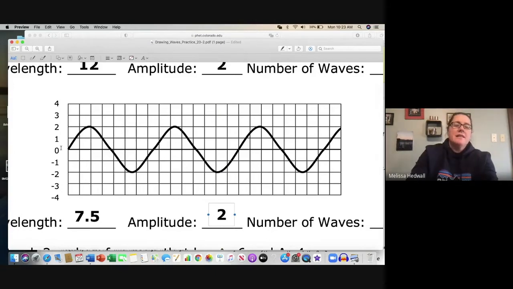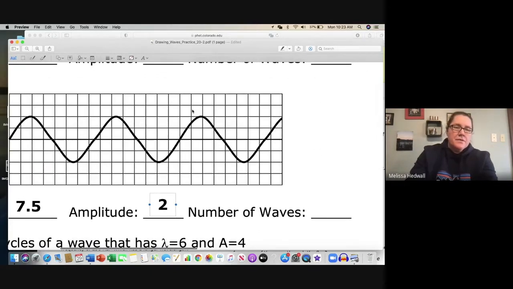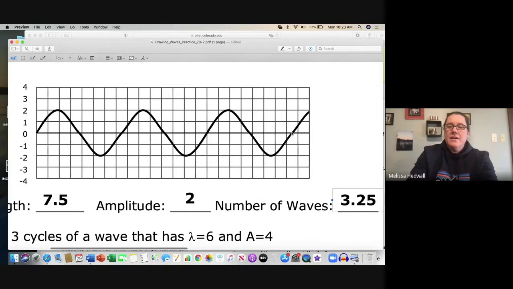Number of waves on this one, it goes 1, 2, 3, and then half of the first half of the wave. So it's an extra fourth. So the number of waves you have on here is actually 3.25. So it's not the full wave here. It's not even half of it because it doesn't go down. This line here is just this part from there to there. So it's just half of that first half.